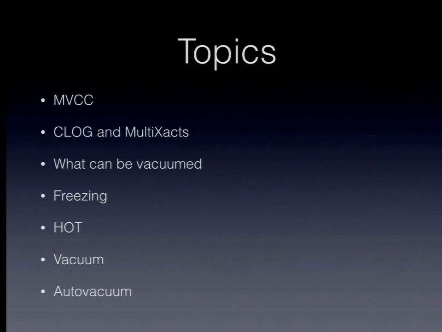So today I'll be talking about MVCC, C-log, multi-transactions, some of the machinery that goes into why we have to vacuum. I'll discuss when things can be vacuumed, freezing, HOT, vacuum itself, obviously, and then some stuff about autovacuum.